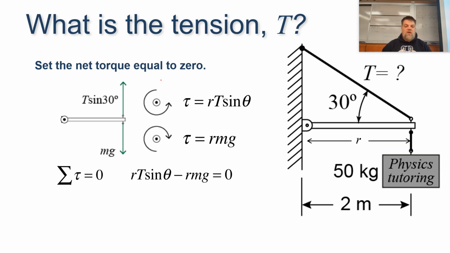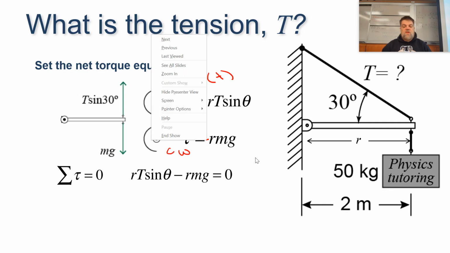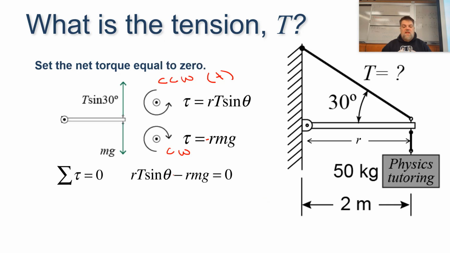Remember that when we go counterclockwise, that's a positive torque. When we go clockwise, that gives us a negative torque. That's why this is negative here. When we add up all of, and remember this is summation notation, so that means you take the sum of the torques. So what we're doing is we're adding up all the torques, and they should equal 0. That's what we want.